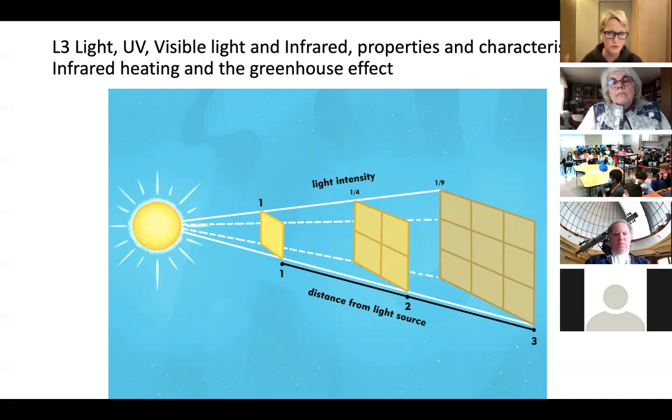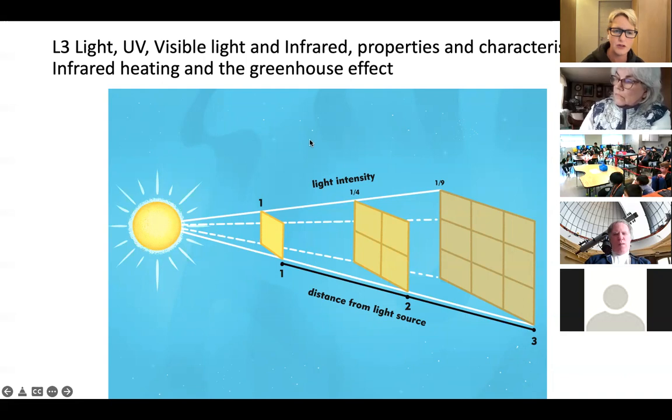Now, if we move 3 units away, this becomes 3 by 3, which is 9 square yards or meters, and we've still got that 1 unit of light. So now that intensity becomes a 9th. You can see here that as we move away from our light source, it's not linear. It's exponential in a way, but it's inverse exponential. So what we have is a unit of 1, then a quarter, then a 9th.